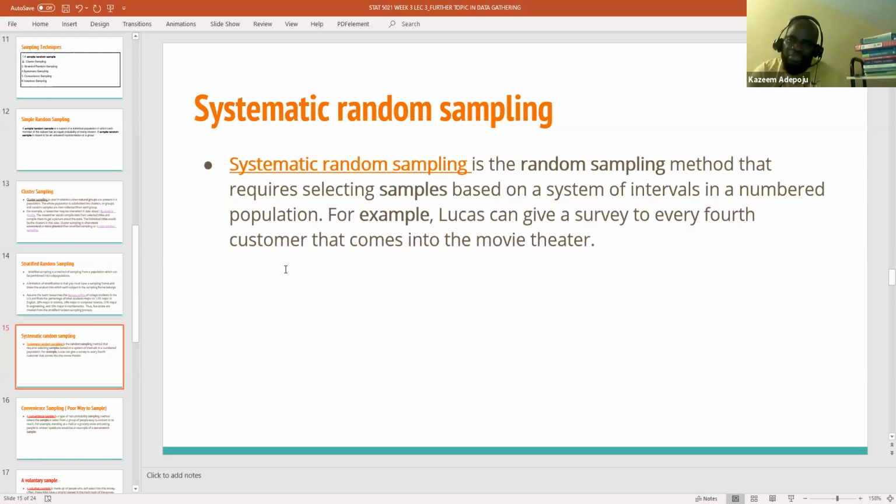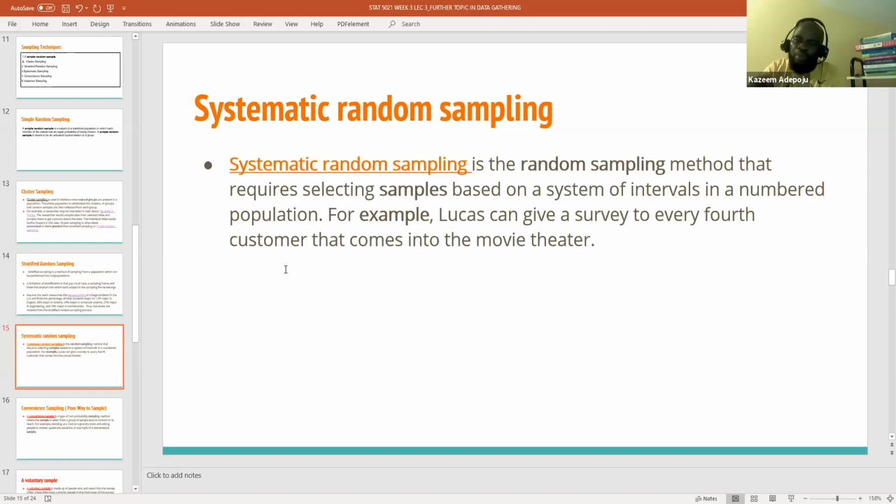For instance, let me give you an example. If in the target population you have 100 people and you want to choose a sample of 10, how can I choose a sample of 10 in such a way that I'm going to cut across the whole population? And don't forget, the population is homogeneous in nature. But a way to do that is to go systematic. How can I go systematic?